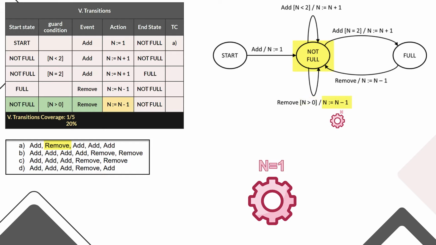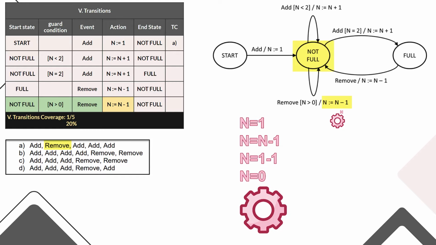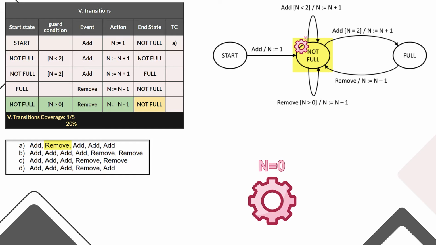Action is manipulation with the variable n. n is equal to n minus 1. At this moment, the variable n is equal to 1. Accordingly, 1 minus 1 equals 0. Thus, due to the action of the remove event, the variable n is now equal to 0. We need to write it down. As you can see, the transition starts in the not full state and ends in the not full state. Thus, option A already covers two transitions, the first and the fifth. The valid transition coverage is equal to 40%.